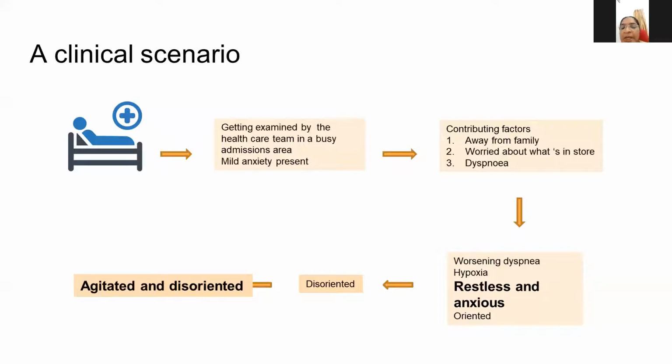Okay. So there are two areas that we can intervene and make the patient comfortable. One area is where the patient is restless and anxious and oriented. And the next one is where the patient is agitated and disoriented.